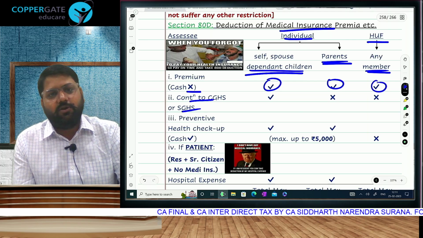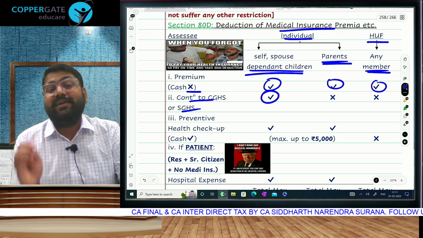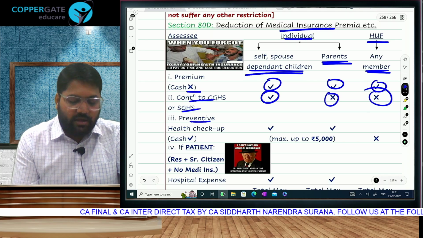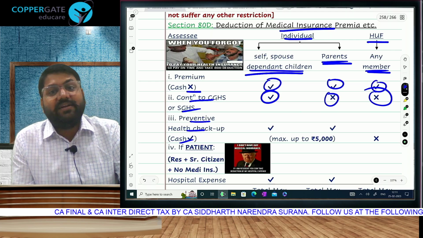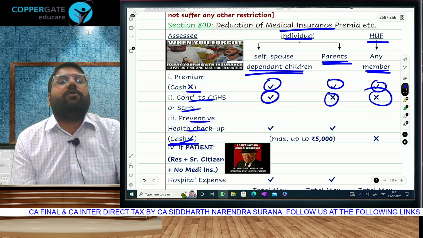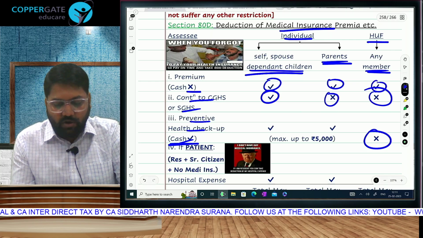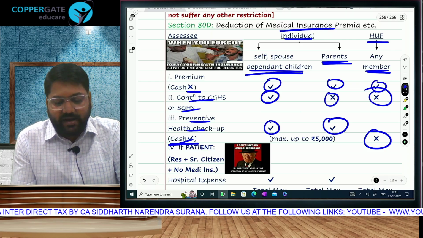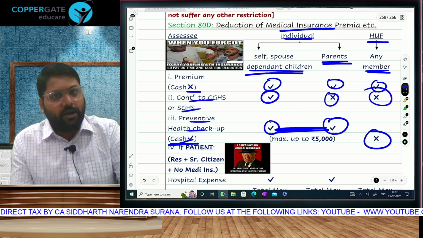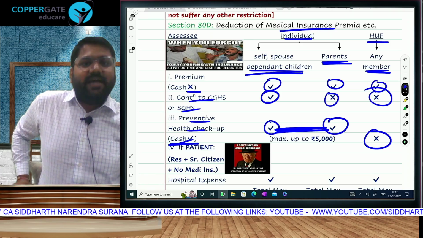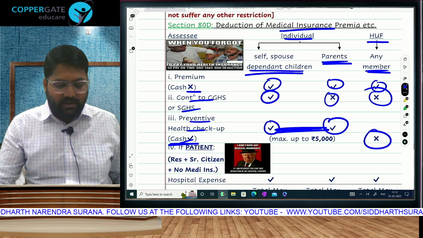Contribution to a central government or state government health scheme, you can take the deduction within the limit of this category. Here you cannot take, HUF also cannot take. If you have incurred expense for preventive health checkup, here cash will also be allowed, because checkup expenses can be in cash also, but HUF will not get it. Individual will get in both categories, but the total of these two cannot be more than 5,000. So wherever you have more limit remaining, utilize that first and take the other at the other place.